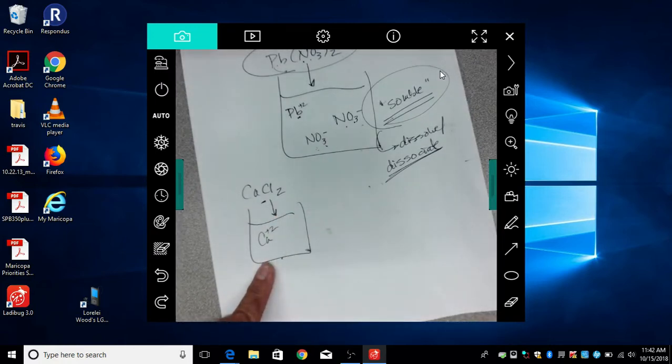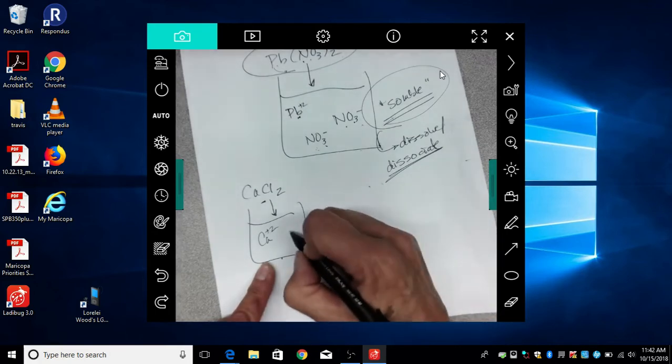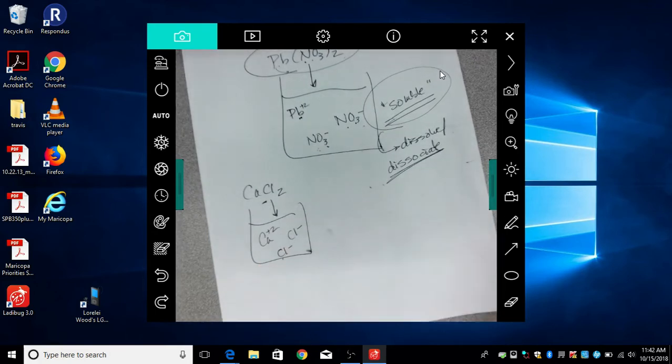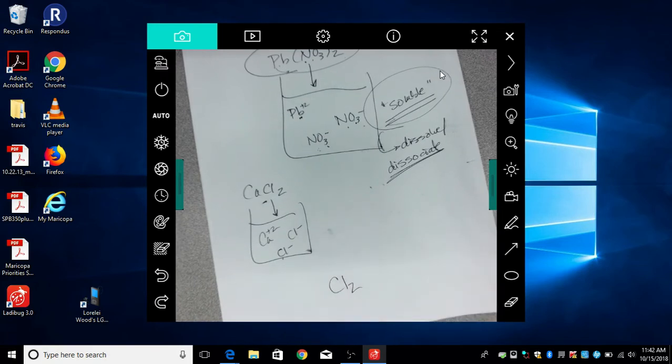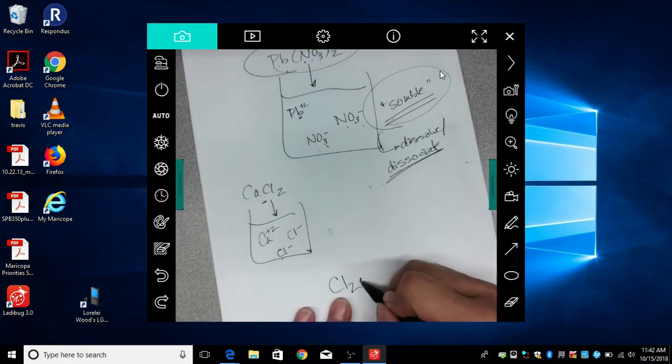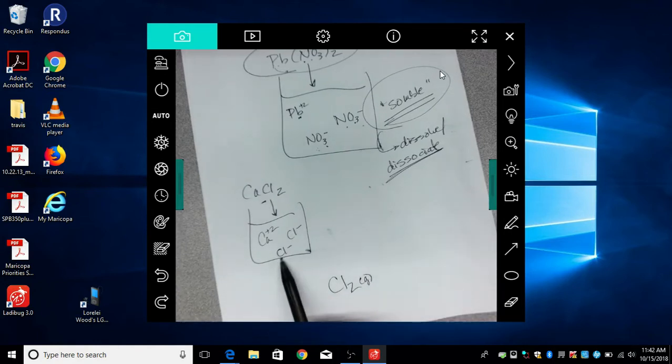+2. And then what else would I have floating around? I would have 2 chloride ions, and they're monatomic ions. Now don't think that because chlorine is one of those diatomic gases, that it's always Cl2, right? That's only when it's chlorine gas, not when it's an ion in aqueous solution.